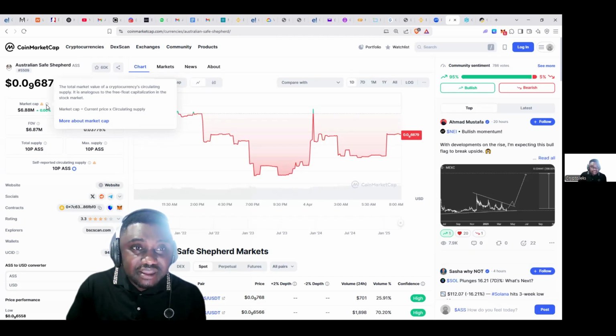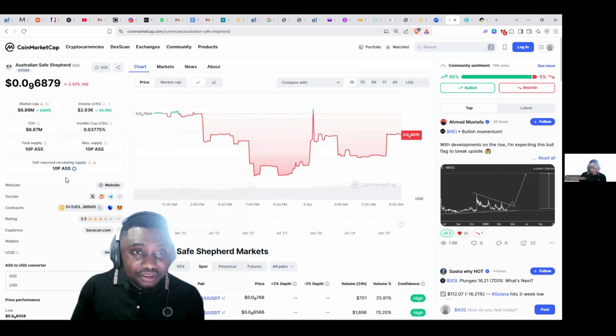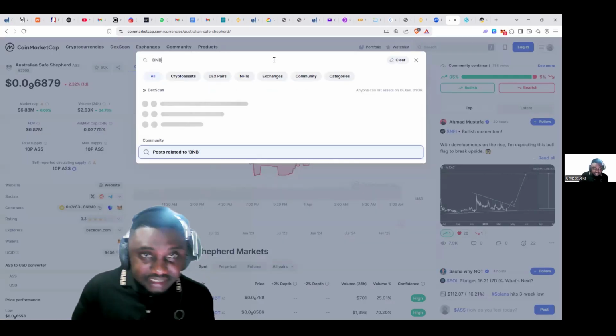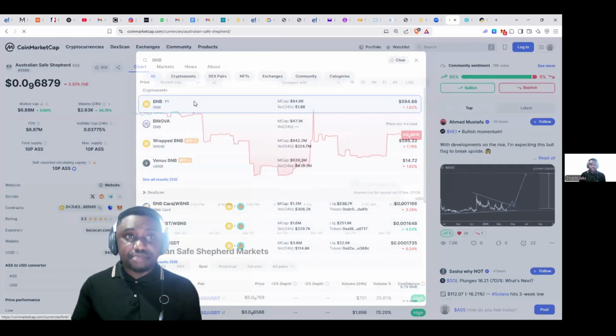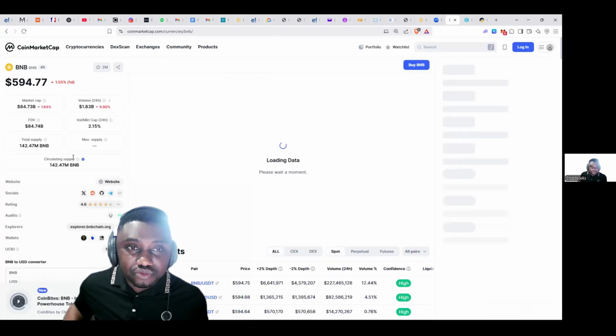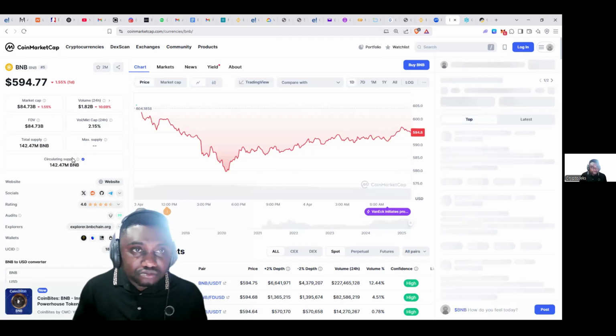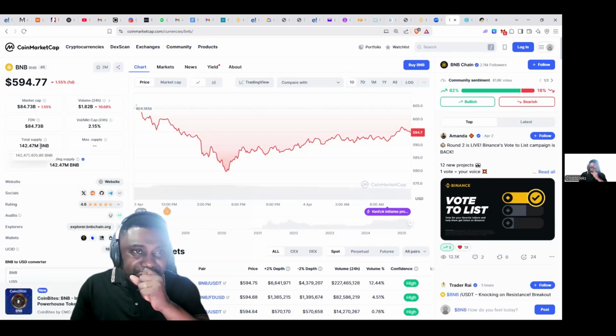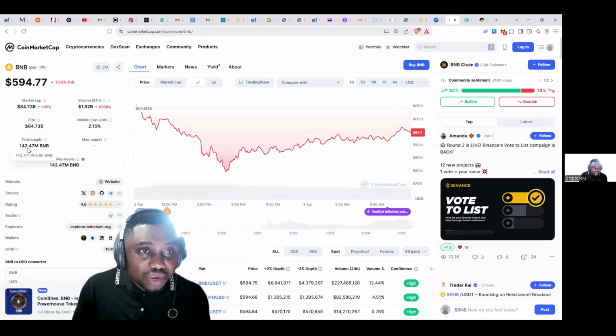Now in this case, there is no circulating supply on this token, but let's go to a token that has circulating supply. Let's use BNB as an example. If you open BNB, we should be able to see a lot of stuff. We're going to go back to ASS to do something. All right, so now you can see that the total supply for BNB is 142.47 million BNB, right?